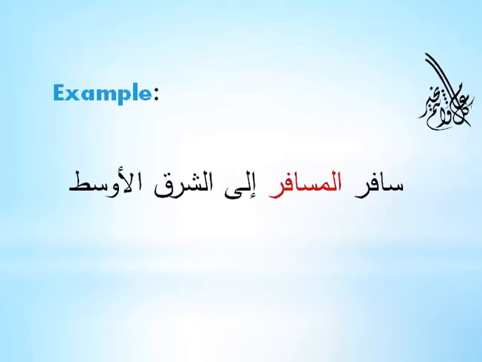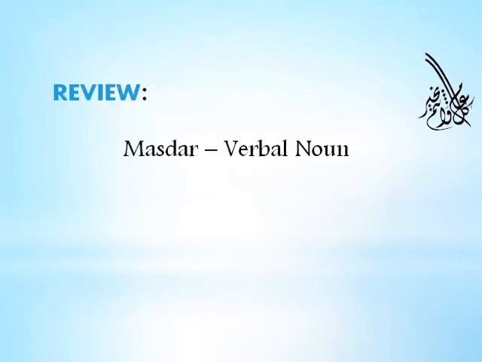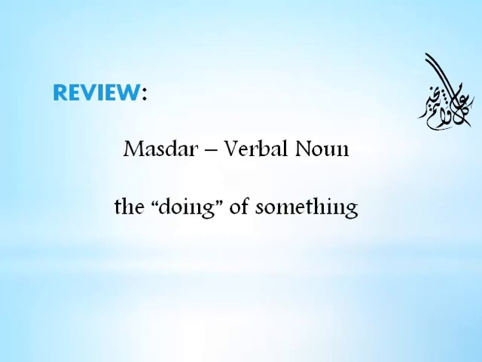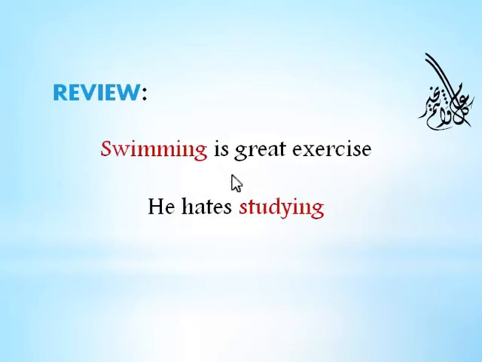Now, having done the participles, and we've talked mostly about the active participle, to be honest, in this measure, the other two, the passive participle and the place noun, are not nearly as common. They do exist, but they're not nearly as common as the active that you're going to see. Now, I want to talk about the Masdar. First of all, just to review, what is a Masdar? Of course, it's the verbal noun. It is a noun, and it means the doing of something, as in, swimming is great exercise.